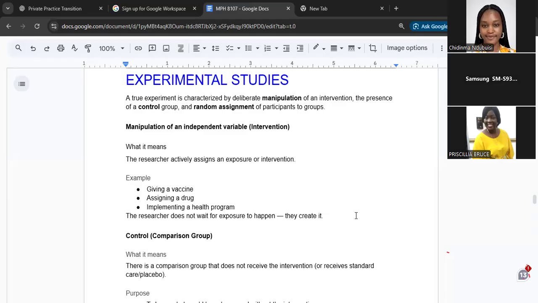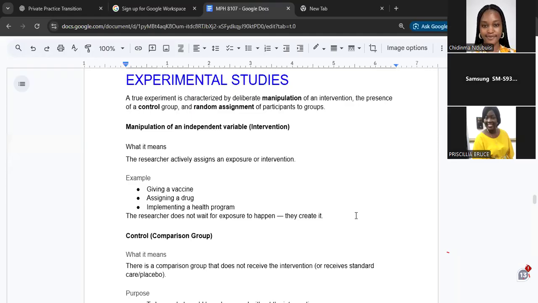It can be anything. But that thing was not present in that population before. It may be present, but not to a good extent. But we are bringing it, we are introducing it deliberately. We are bringing in that intervention. So that's manipulation of an independent variable.